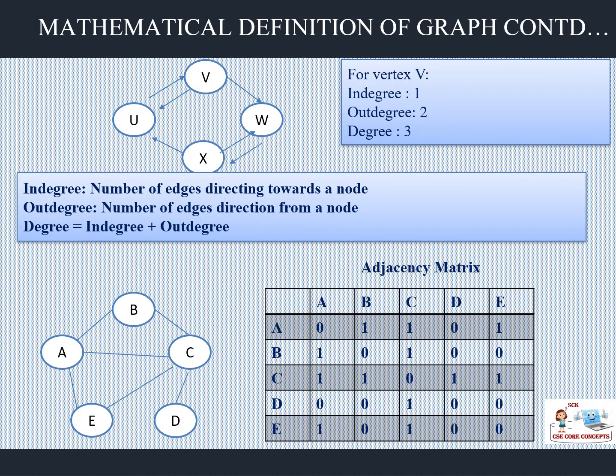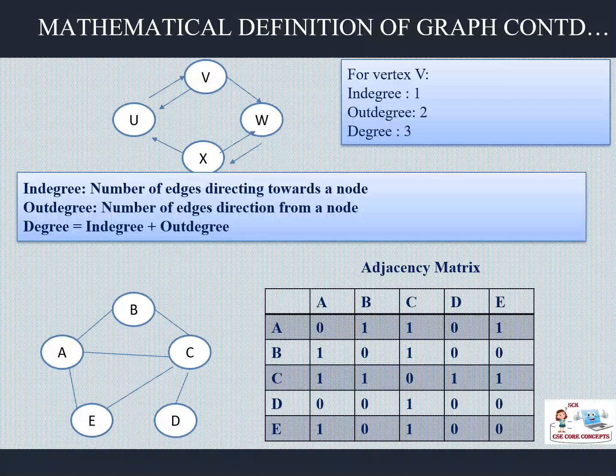Now is there any looping between A to A? Is there any path from A to A? No. So from A to A the relationship is 0. Then from A to B, yes. So if there is a relationship, you will write 1. Now since this is an unweighted graph, there are no weights written on this graph, we are just representing the relationship with the value 1. Now assume that there is some weightage given to the edges. Okay, then in that case you are going to write the weights in the matrix, right?